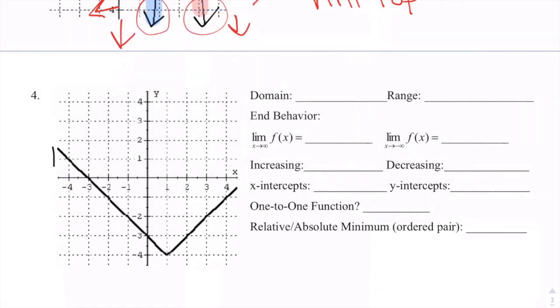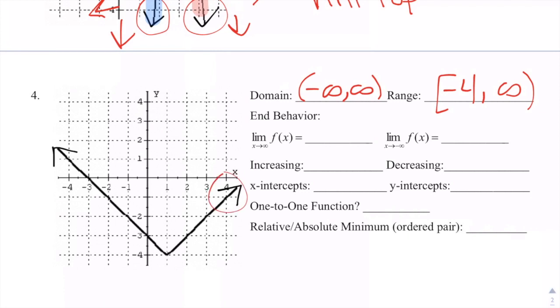Now we have this absolute value function here, where our domain is negative infinity to infinity, and our range is going from negative 4 to infinity. The end behavior is the limit of f of x as x goes to infinity is the right side, and as we go right forever, we also go up forever, so that's infinity. And the limit of f of x as x goes to negative infinity is the left side, and as we go left forever, we go up forever, so it's also infinity.